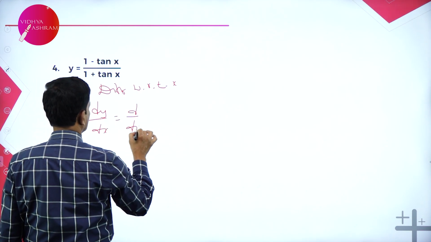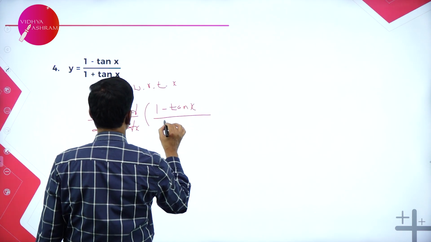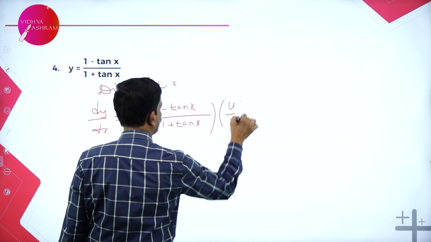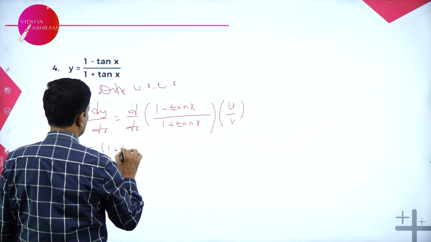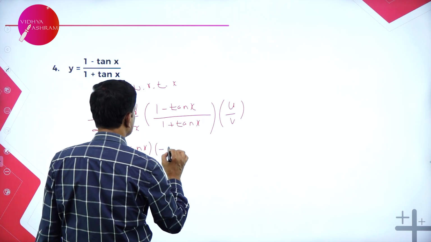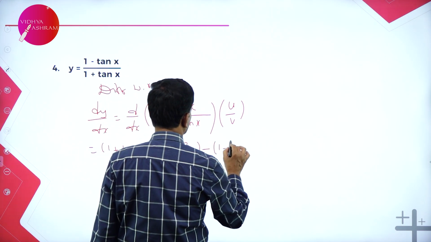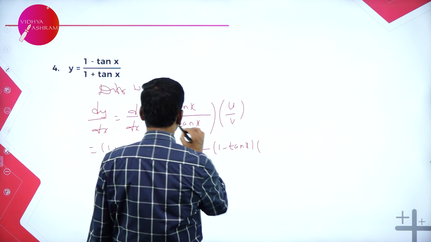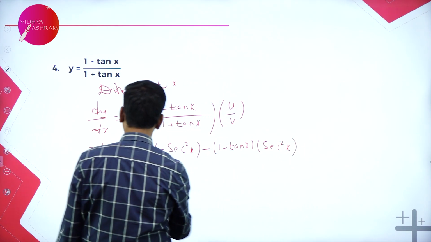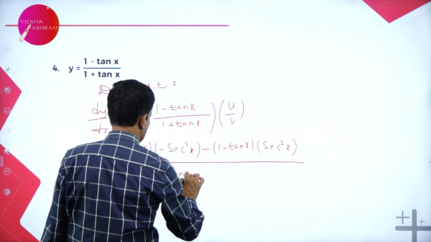dy/dx is equal to d/dx of (1 minus tan x) divided by (1 plus tan x). This is u by v. Denominator (1 plus tan x) into differentiation of numerator: 1 is a constant, 0, minus differentiation of tan x is secant square x, minus numerator (1 minus tan x) into differentiation of denominator: 1 is 0, tan x is secant square x, divided by the denominator square, that is (1 plus tan x) whole square.